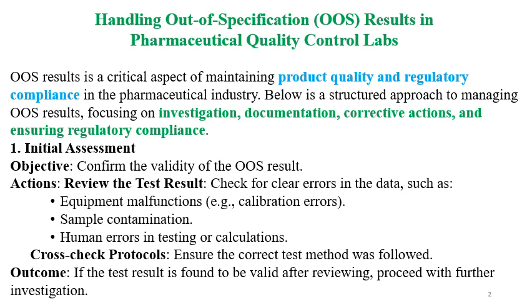The actions required for initial assessment are to review the test result and check for clear errors in the data, such as equipment malfunctions like calibration errors, weighing errors, sample contamination, human errors in the testing, human error in calculation, or wrongly entering the data. If there is an equipment malfunction, then you cannot say that the batch is not okay or the product is failing the test criteria.